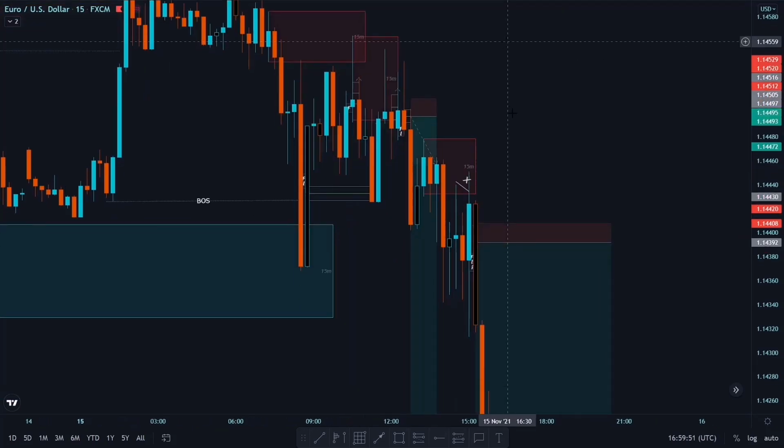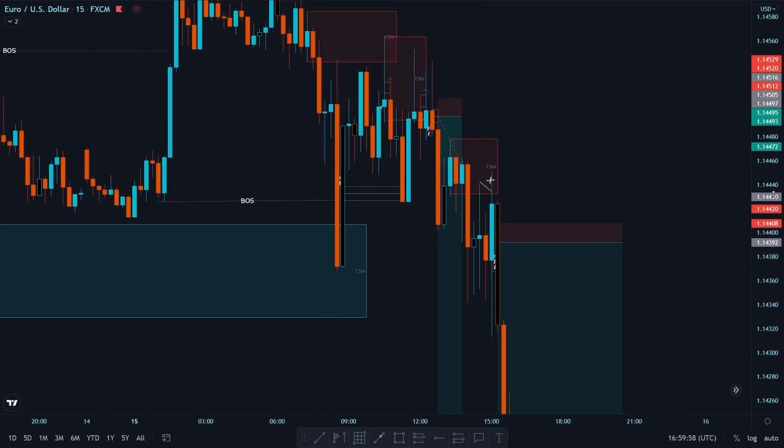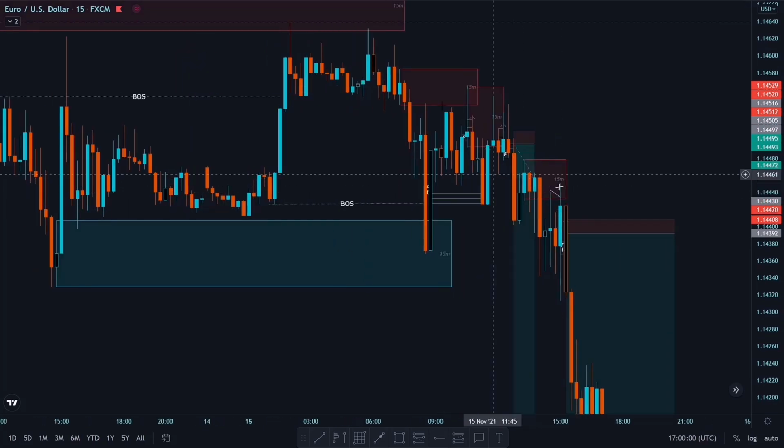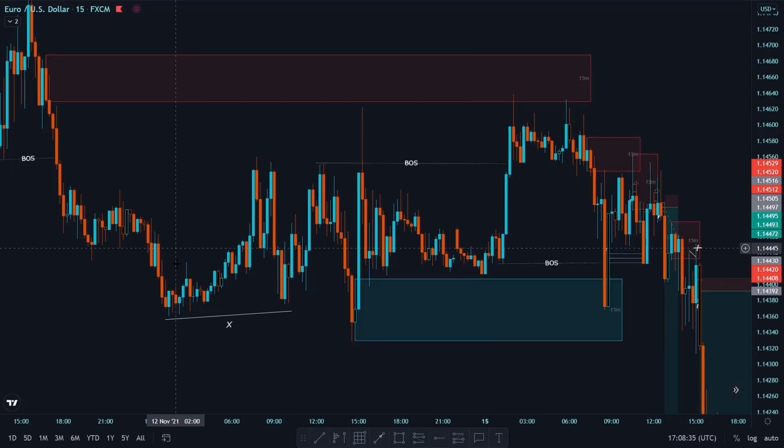Also we get another break of structure to the downside here, so that's why I took this candle and marked my 15-minute point of interest. So after this series of mitigation, the price melts to the hell. So these are my 15-minute points of interest from where I took entries.